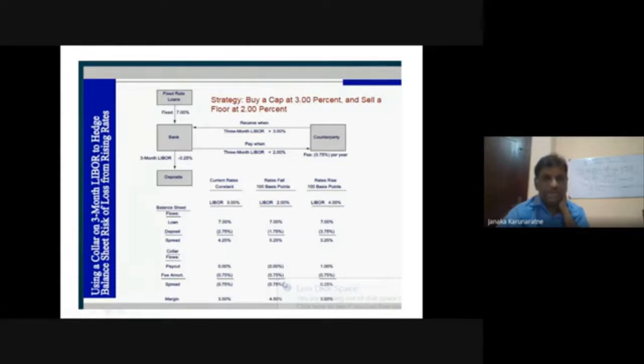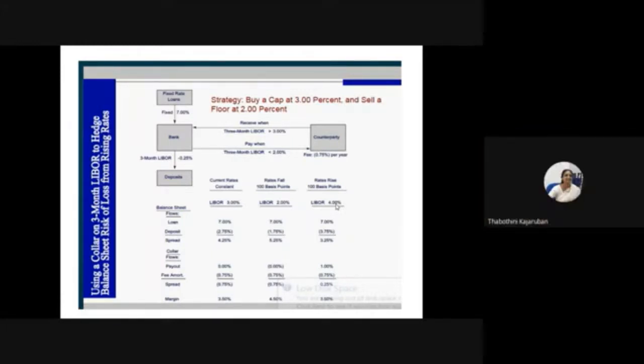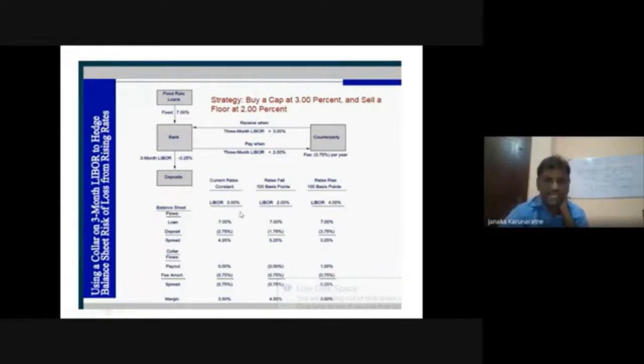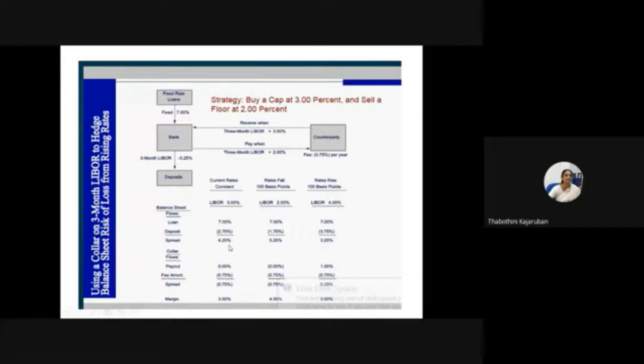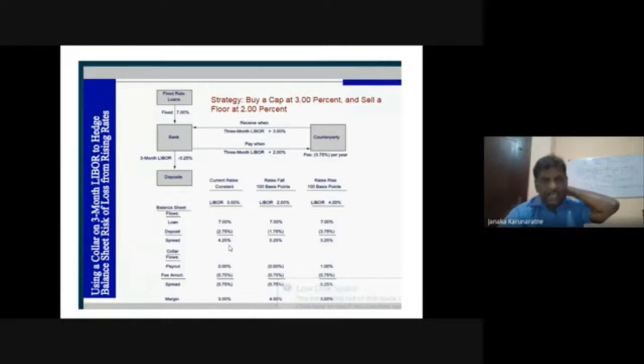So you see, because of this, if you didn't have this collar, what would be your spread? If you didn't have any collar, but rates go up to 4%, what would be your spread? 3.25%, exactly. Sir, I have a question. This collar is only beneficial for the interest rise scenario, no, sir? Otherwise, we have a spread of 4.25, and 5.25. Here the collar depends on how you structure it.